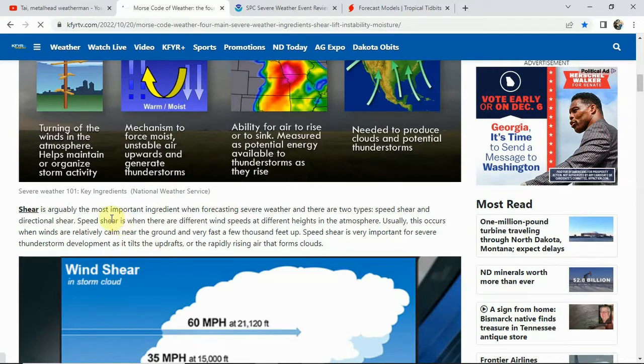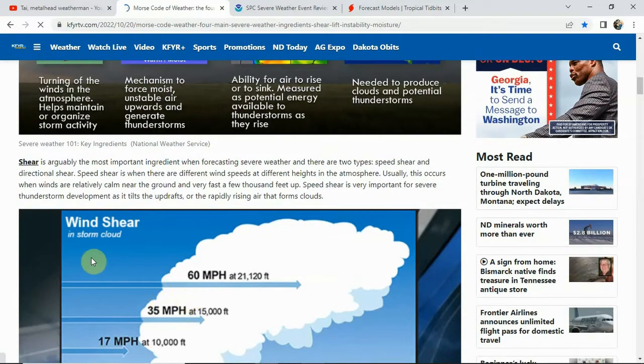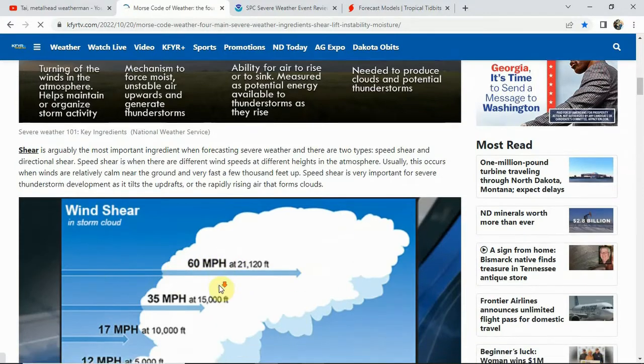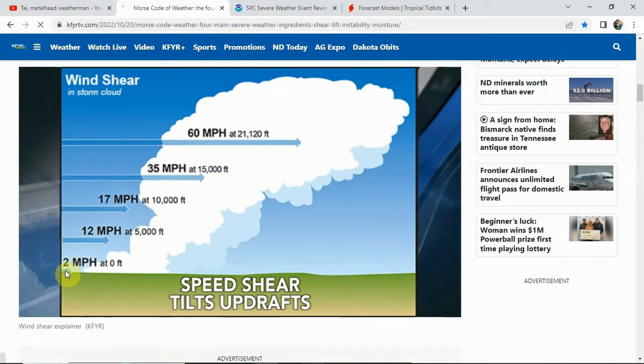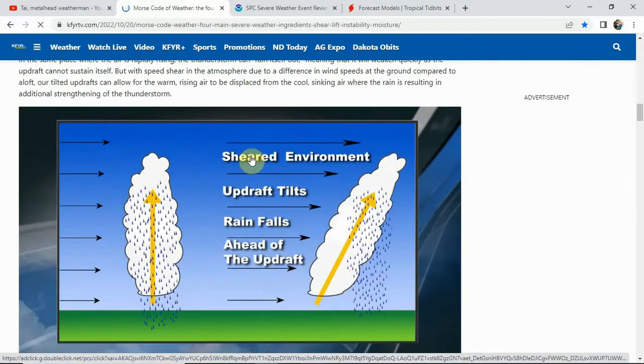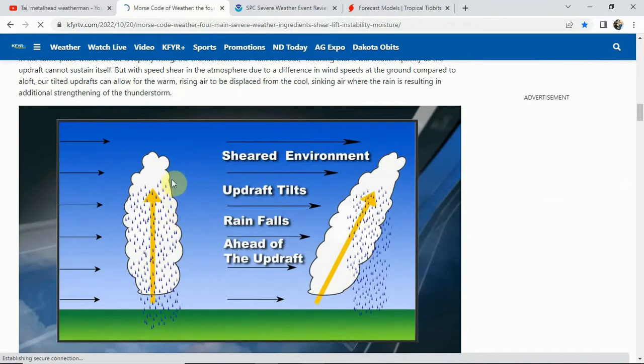We have speed shear, which we're going to talk about right now, and directional shear, which is coming up in just a second. So speed shear is simply a variation of wind speeds at different levels, and what this will ultimately do is tilt these updrafts. And you're probably thinking, okay, well, what does tilting the updraft do for a thunderstorm? Here's a perfect diagram right here.